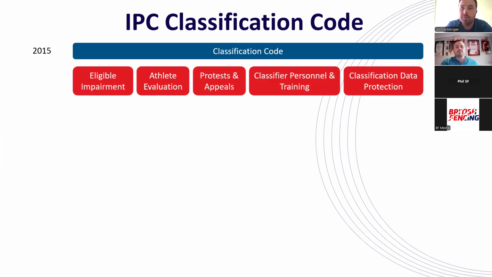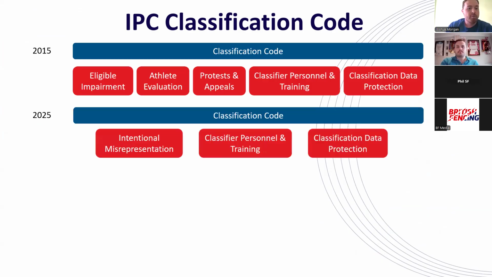Alongside the code, there were also five international standards for eligible impairment, athlete evaluation, protest and appeals, classifier personnel and training, and classification data protection. So really five important areas that set those international standards for the international federations creating their classification rules to abide by and make sure that it's done in a similar process right across the system of Paralympic sport. Following that, they released a new version at the beginning of 2025, with three new international standards included: one on intentional misrepresentation, classifier personnel and training being updated, and some more areas around that topic, and also classification data protection again.